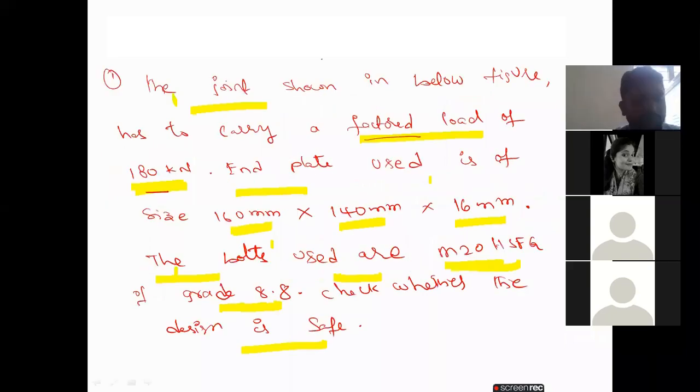So please write the problem. We will solve this in tomorrow's class. Am I audible now? Shall we solve this problem today or tomorrow? Please, anyone respond. If my voice is clear, we will solve it in today's class. Otherwise, we will do it tomorrow. No issue.